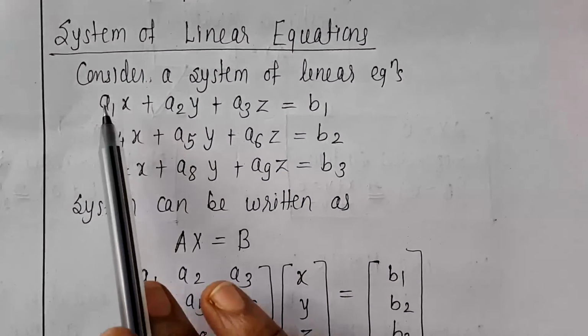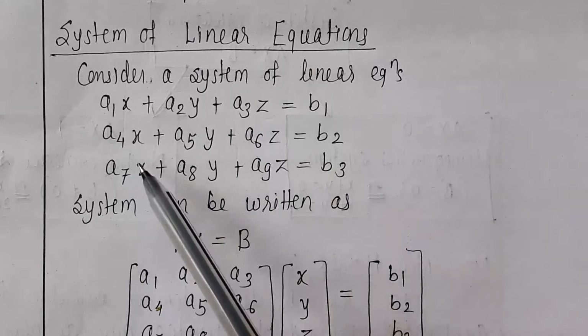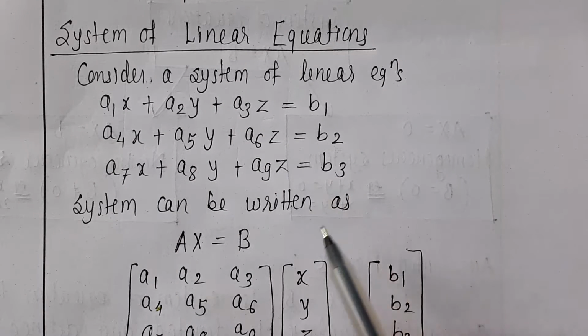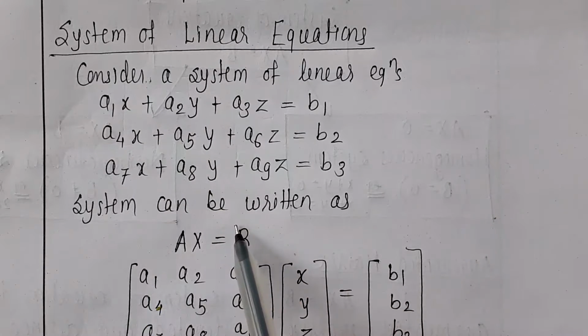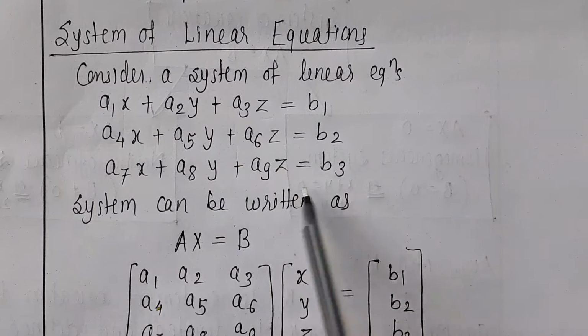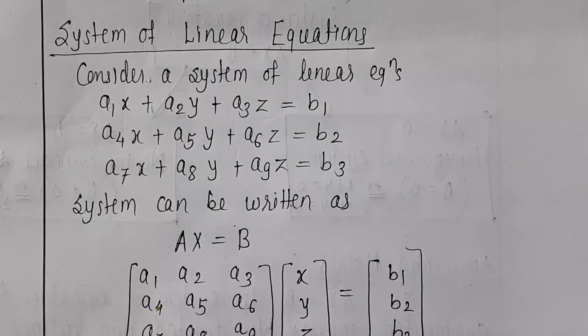So first we are going to consider a 3 cross 3 system, or it may have any order. The order is not fixed here, it may be fourth order, fifth order. Even if the number of unknowns and the number of equations are not the same, in such a case also we can find the solution of the system of equations.